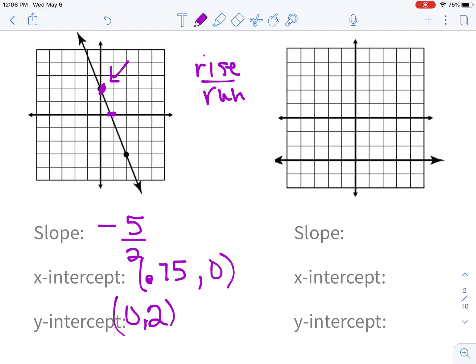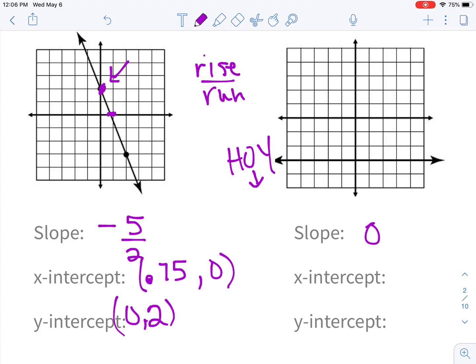Good practice there. All right, so let's talk about this next one. We want to know what the slope is. Do you notice that there's no rise over run here? There's no up, there's no down. It's just a flat line. So we've learned in the past our little statement of HOY. HOY means it's horizontal, and if it's horizontal, it has a 0 slope.